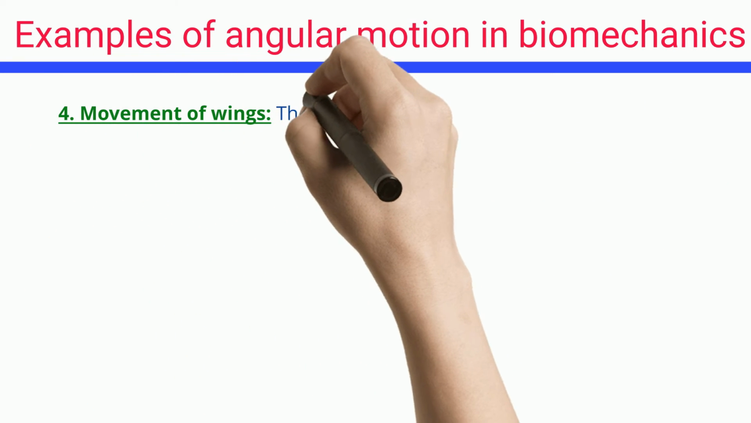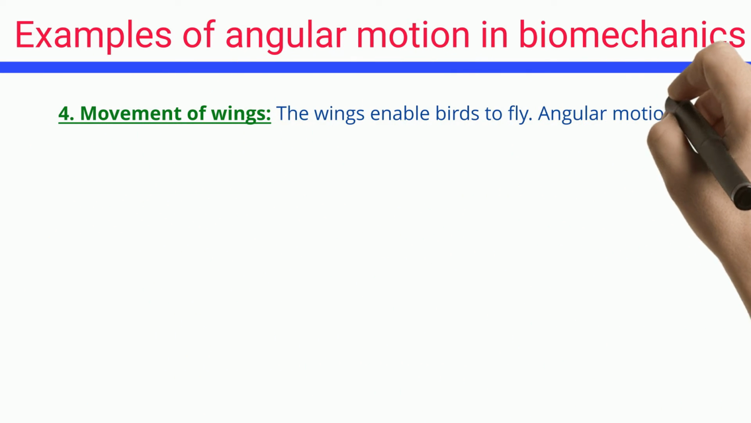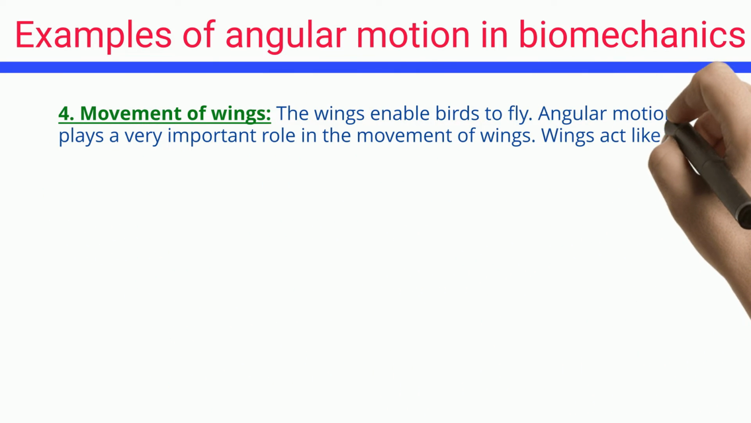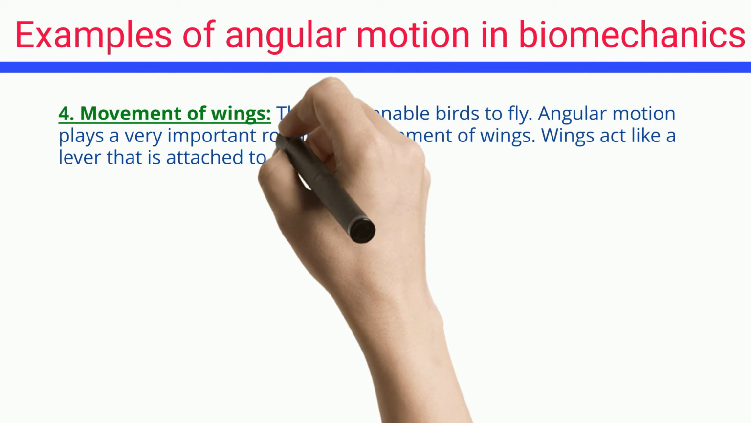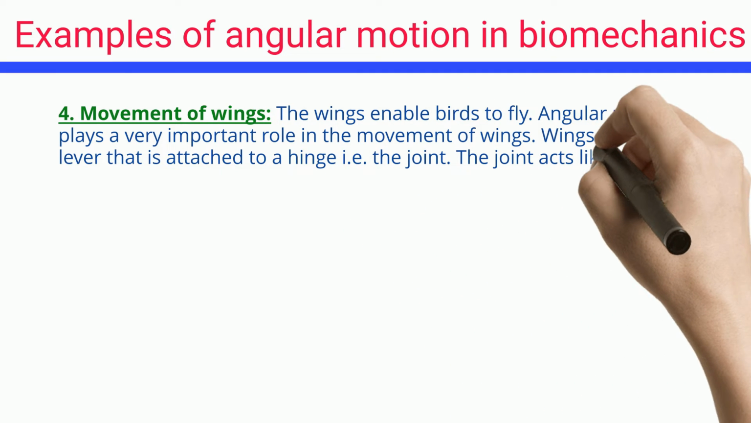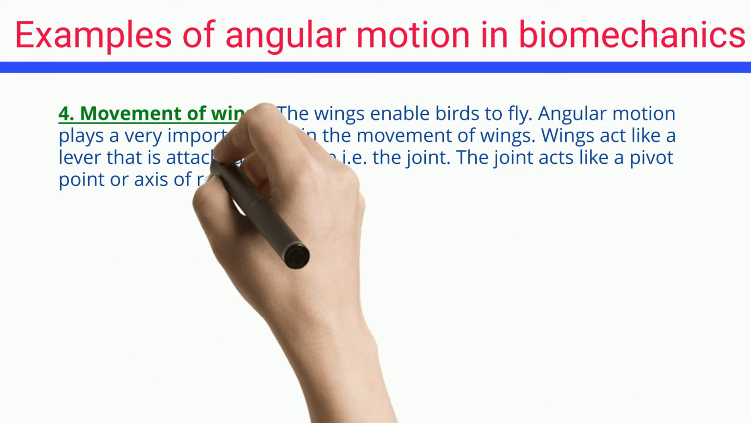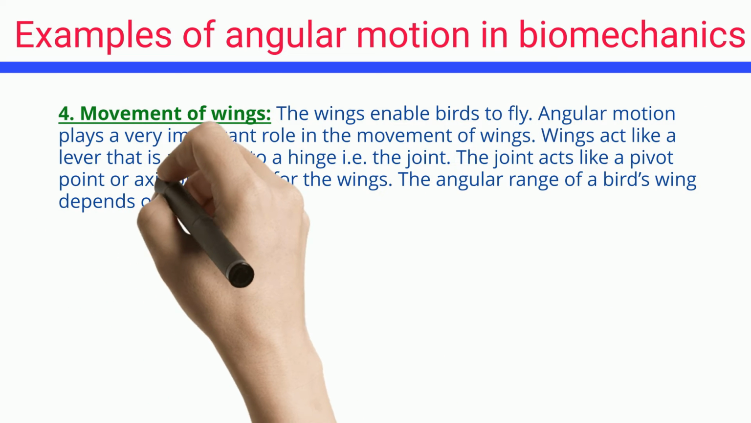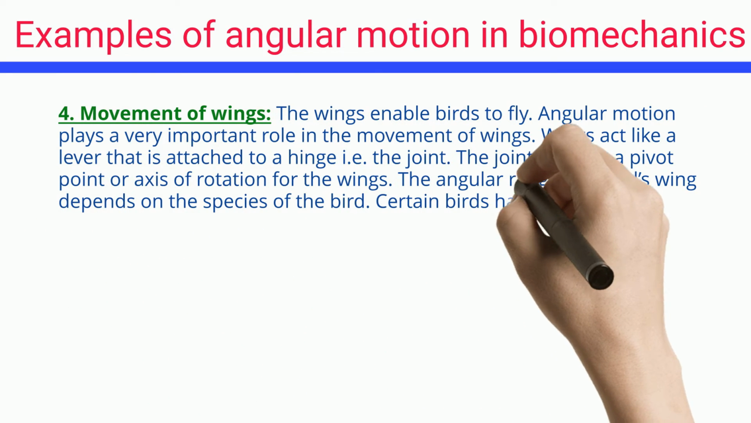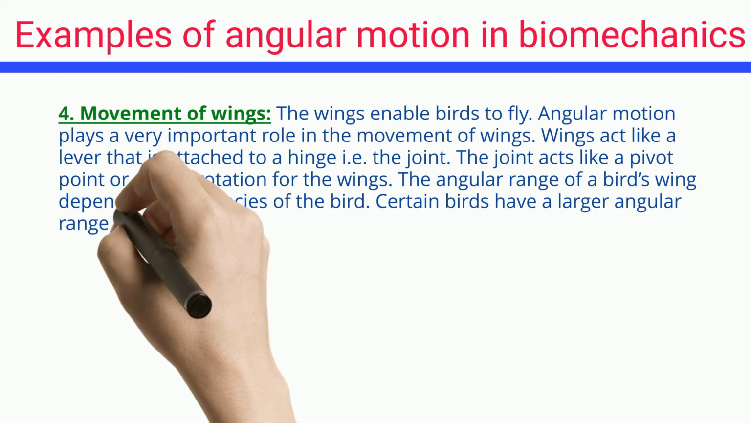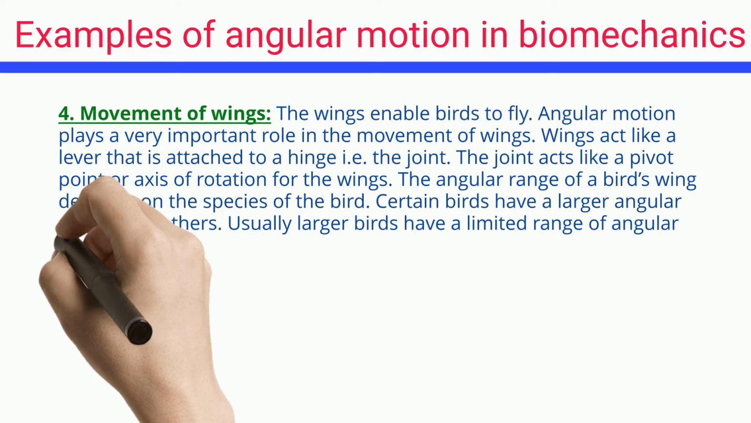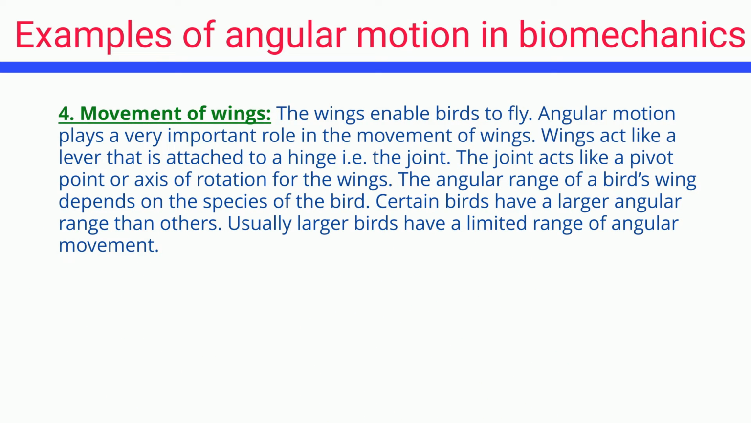4. Movement of wings. The wings enable birds to fly. Angular motion plays a very important role in the movement of wings. Wings act like a lever that is attached to a hinge, i.e. the joint. The joint acts like a pivot point or axis of rotation for the wings. The angular range of a bird's wing depends on the species of the bird. Certain birds have a larger angular range than others. Usually larger birds have a limited range of angular movement.